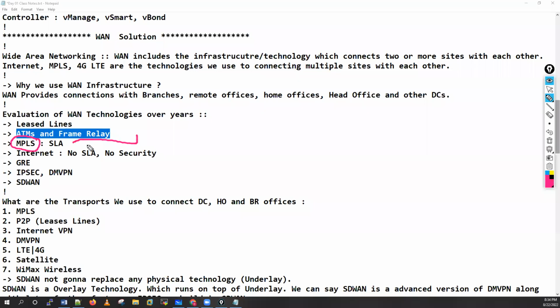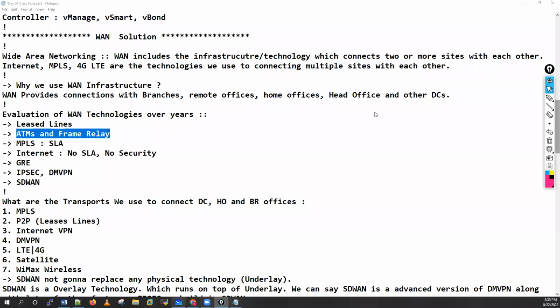This MPLS solution changed the entire behavior of WAN technology. When it was launched, it was adopted by most organizations. I can still see people using leased line, P2P links are still there, but nowadays most organizations are using MPLS in their environment. Why? Because you will get a service level agreement. Let me tell you what this SLA is and why MPLS is very popular, and still used nowadays.